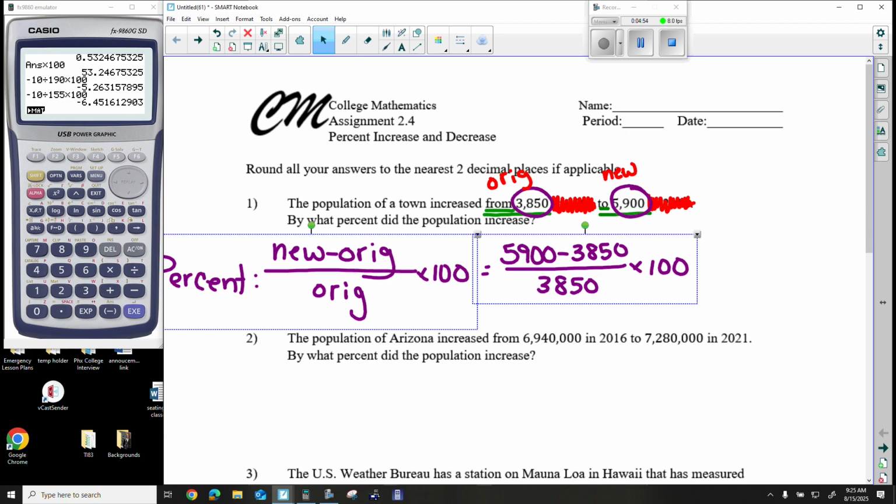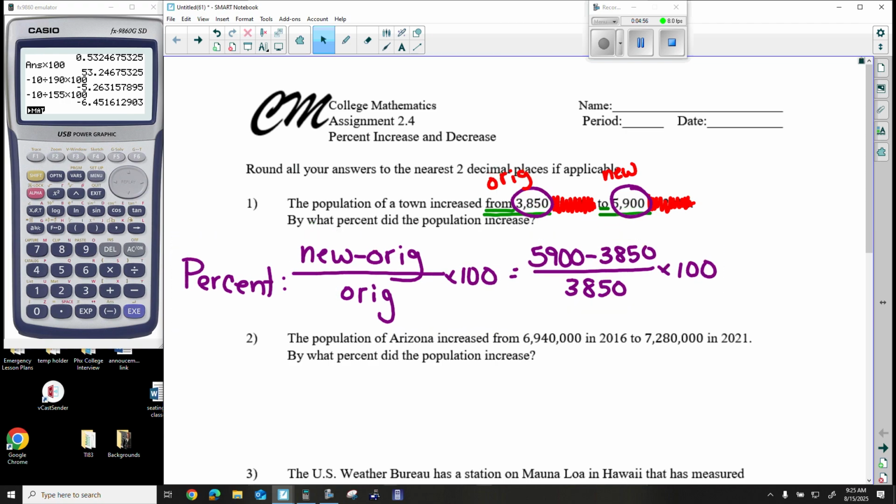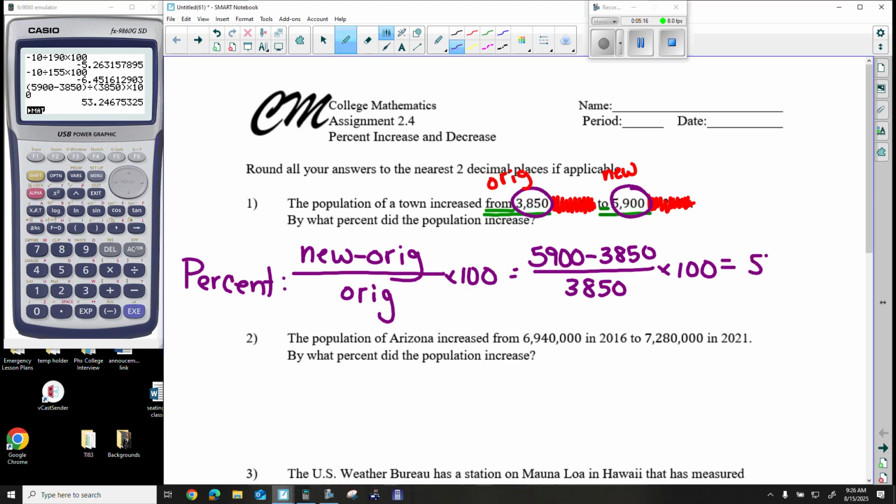Okay, so here we go. We got 5900 minus 3850 on the top. Divide that by 3850 and then multiply by 100. So this went up, thus the positive 53.25%. All right, and that's how you find the percent increase or percent decrease, in essence, the percent change.